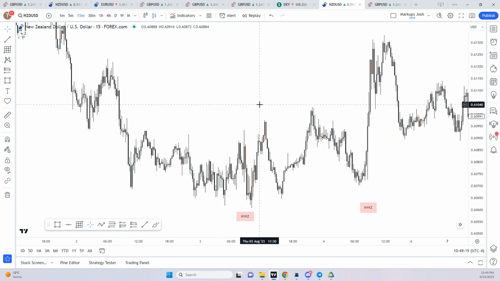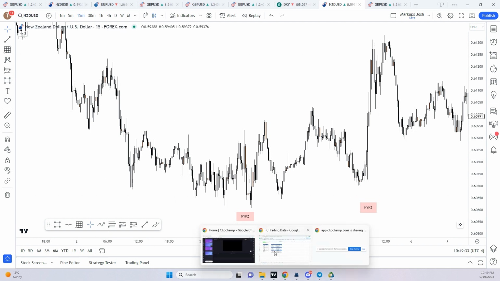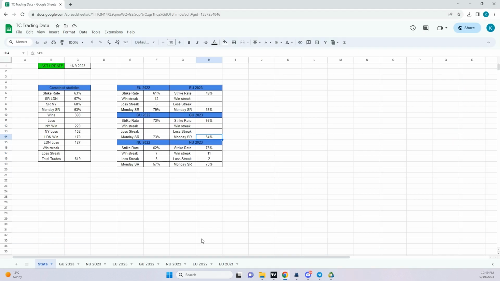So I wanted to break down this price action here. I think it's a lovely bit of price action that we can all learn a little bit from. So, how to trade the New York Open Kill Zone. This is NZD USD. I've actually vigorously tested this pair.